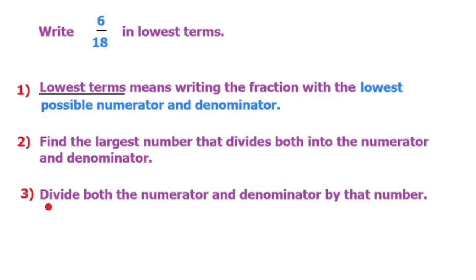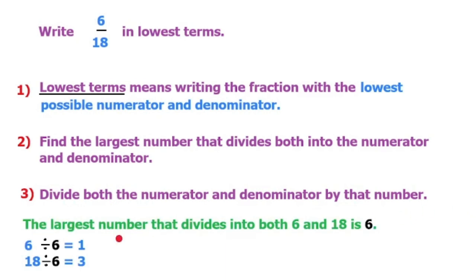After you find the lowest one, divide both the numerator and denominator by that number. So for 6 over 18, the largest number that divides into both 6 and 18 is 6, because 6 divided by 6 equals 1, 18 divided by 6 equals 3. So finally, 6 over 18 equals 1/3 in lowest terms.